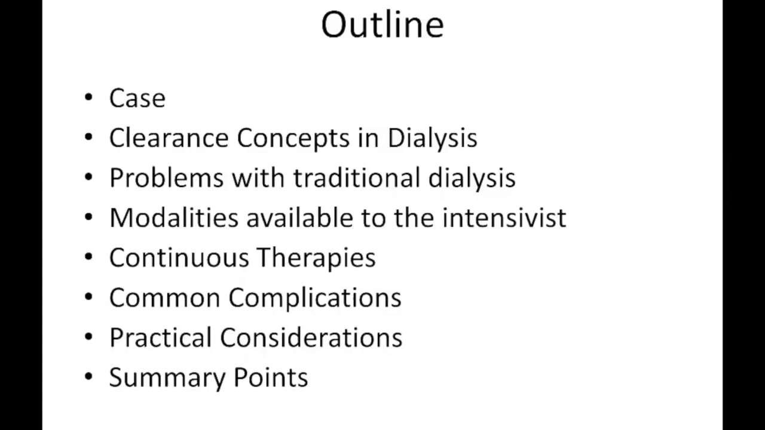So here's the outline for this talk. Start with a fairly simple, straightforward case. Some basics about dialysis, problems with traditional dialysis that may suggest that CRRT may have a role, and why we might choose one modality over the other. What options are available, particularly in the time of a surge, where we may need to use multiple resources in addition to CRRT and different kinds of forms of renal replacement therapy.